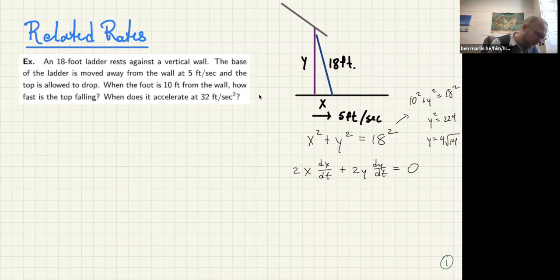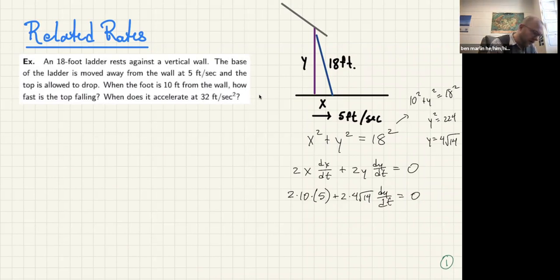But so what we've got in this problem is 2 times 10 times 5. Now stop and look at that real quick. The 5 is going to be a positive 5 because we're moving the bottom of the ladder away from the house. So we're increasing our value for x. But then plus 2 times 4 root 14 dy/dt equals 0. And I wrote dy/dx, and I did not mean that, dy/dt equals 0.